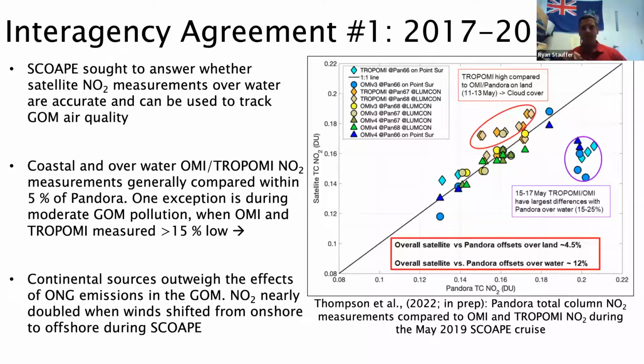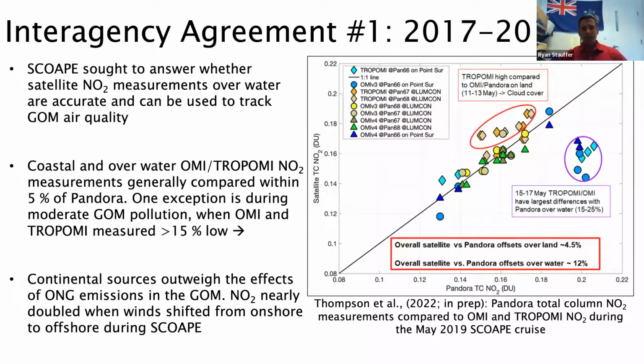There is one exception, and that's circled toward the center right of this figure. We encountered some moderate pollution over the Gulf of Mexico on a few days toward the end of the cruise. And that's when OMI and TROPOMI measured about 15% or so low compared to the Pandora total column NO2. But I'd say in general, we've evaluated the quality of the satellite NO2 measurements and found them to be quite good compared to ground-based measurements.